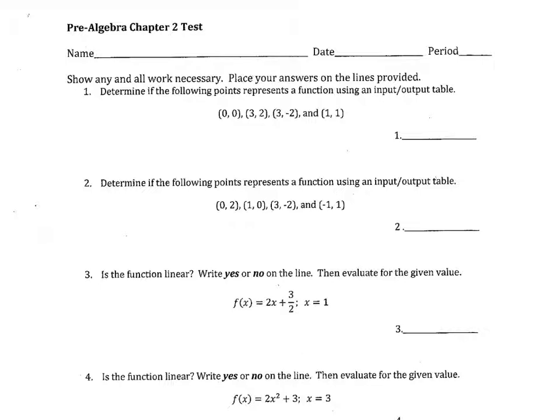But numbers 1 and 2, we need to determine if these represent a function. We just need to use an input-output table. To make that input-output table, you want to make x, y, and then I would graph, like, okay, there's 0, 0, and there's 3, 2, and so forth, and continue that. Then you can look at them to determine whether or not it's a function. For every input, you can only have one output, or you can graph them. And again, if it's a function, it's going to be a straight line. So that's number 1 and 2.